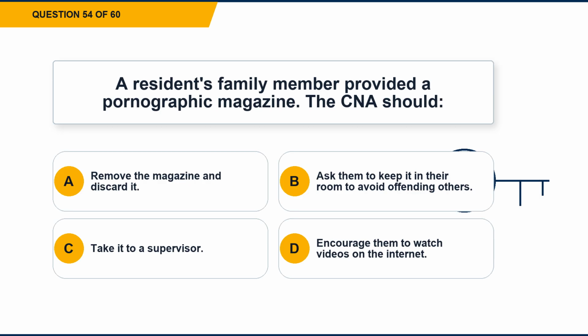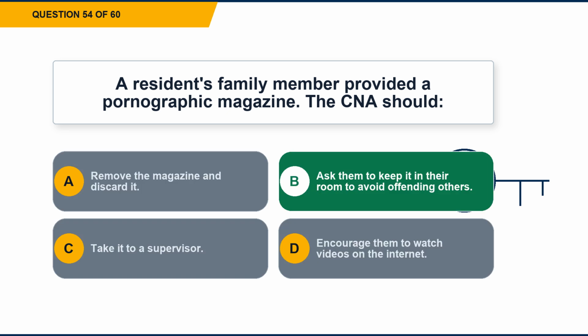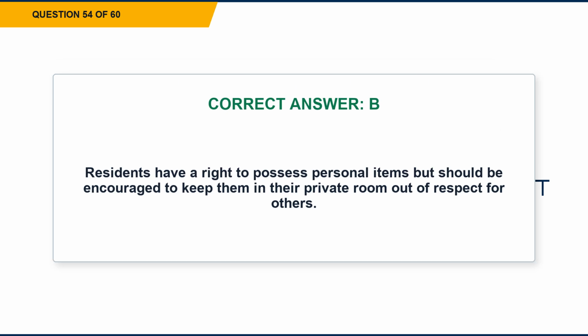Question 54. A resident's family member provided a pornographic magazine. The CNA should: Option A, remove the magazine and discard it. Option B, ask them to keep it in their room to avoid offending others. Option C, take it to a supervisor. Option D, encourage them to watch videos on the internet. The correct answer is option B, ask them to keep it in their room to avoid offending others. Explanation: residents have a right to possess personal items but should be encouraged to keep them in their private room out of respect for others.